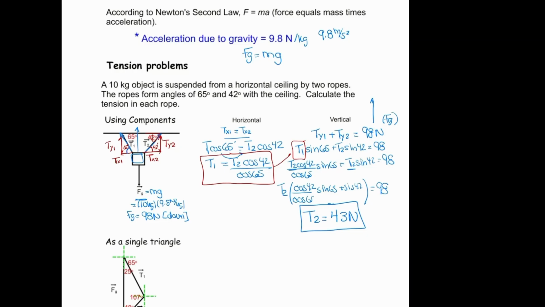Now that I know that tension is equal to 43 newtons, I can determine what the tension in the other rope is. So remember, T1 was equal to T2 cos 42 over cos 65. And so substituting in for my tension in rope 2, 43 cos 42 all over cos 65. And that gives me a tension in rope 1 of 76 newtons.